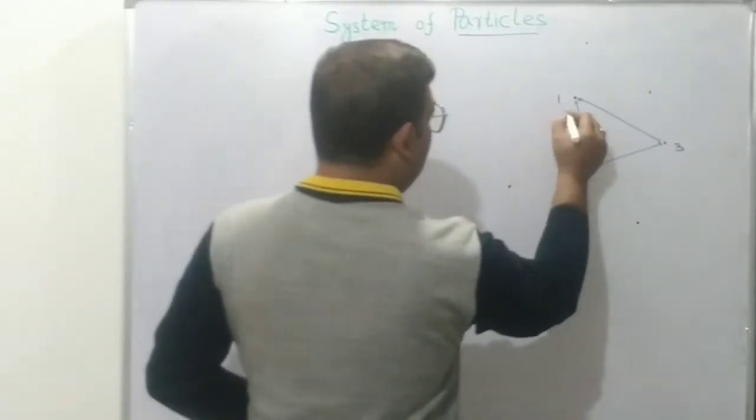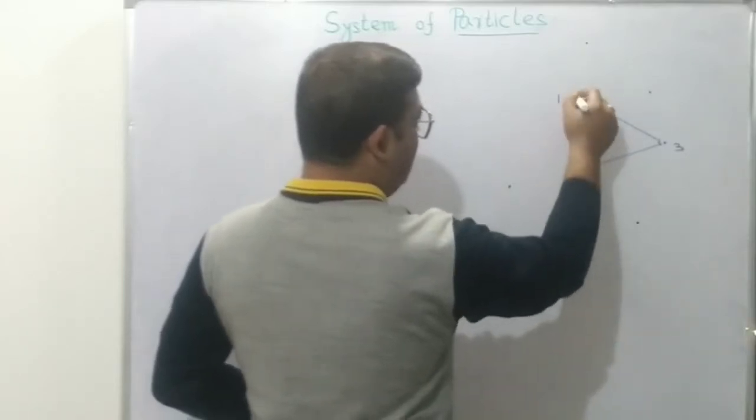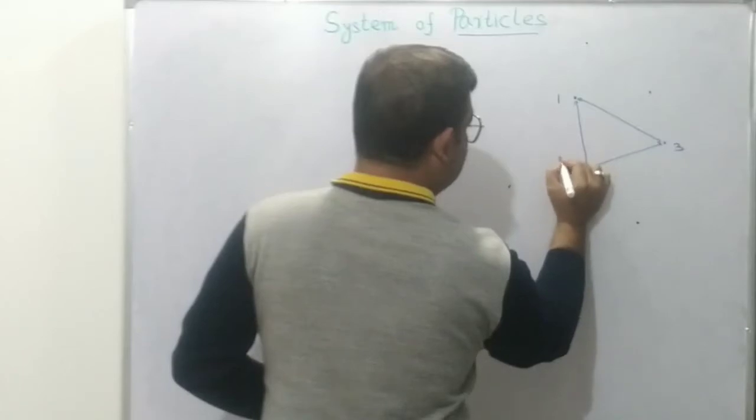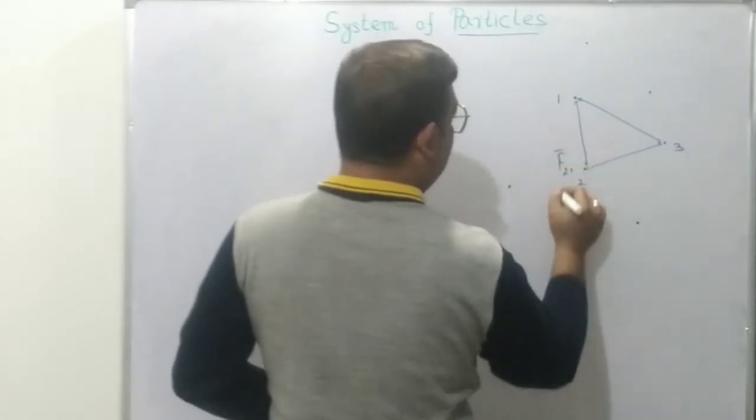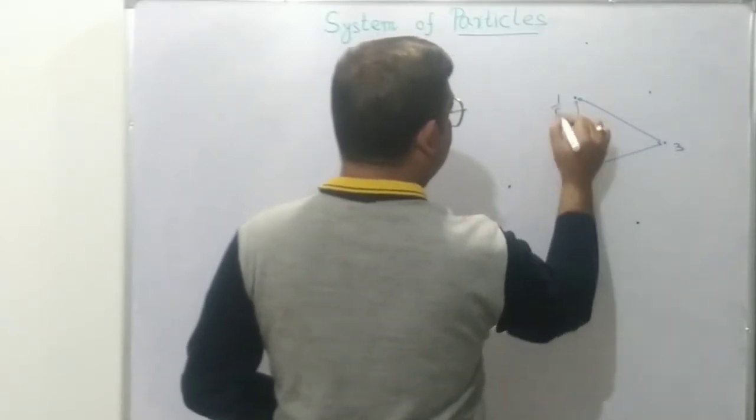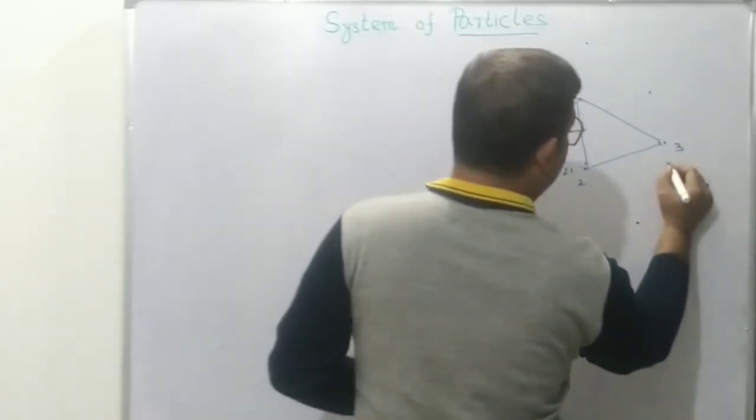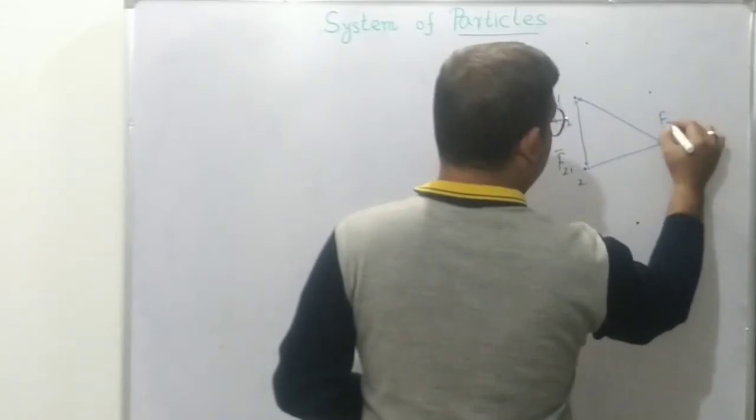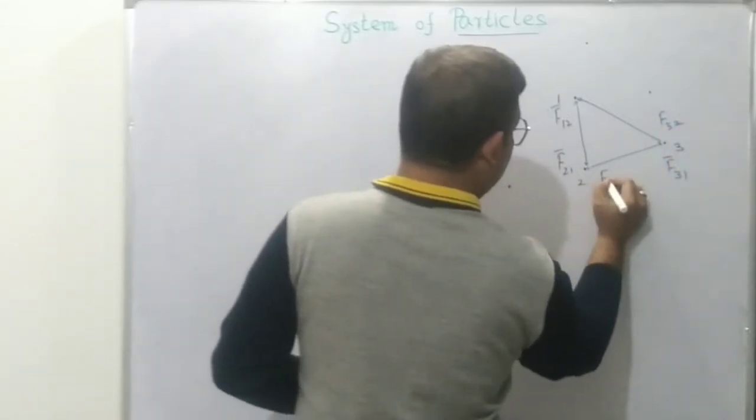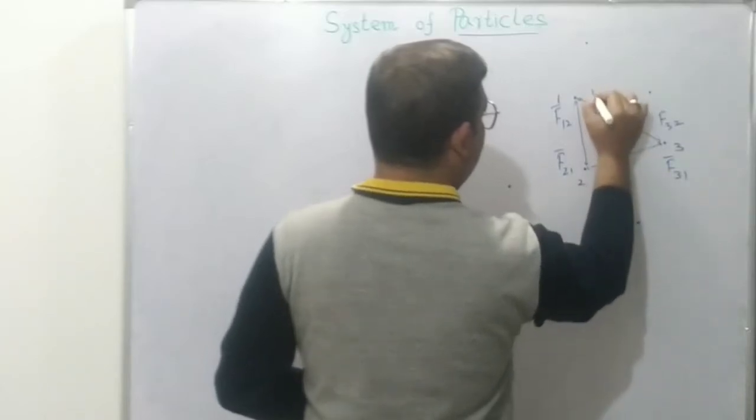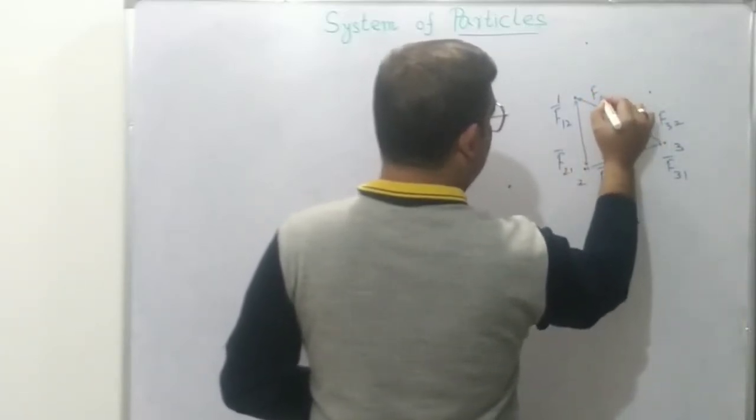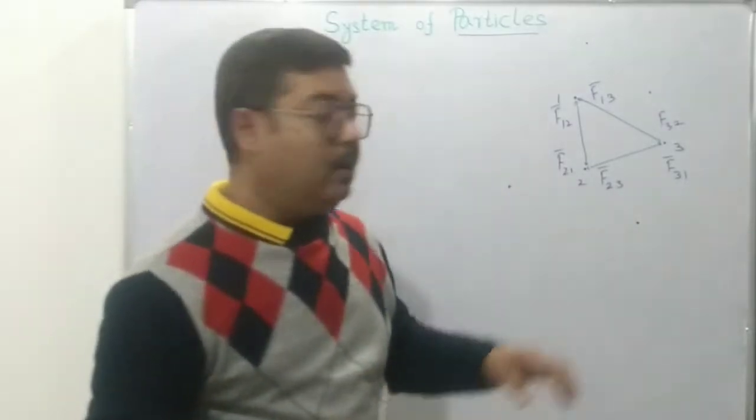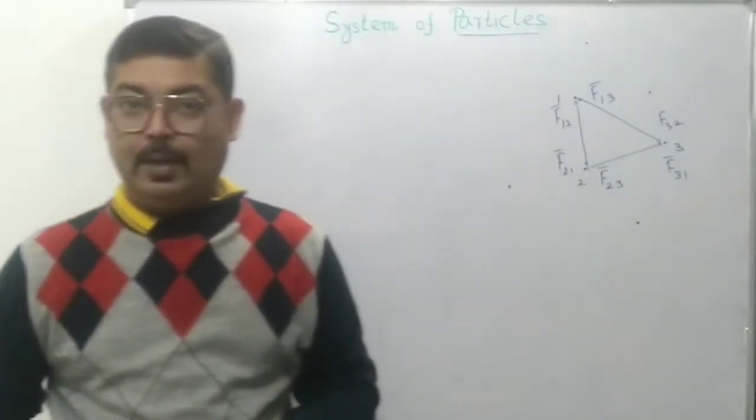So, there will be a force on 2 due to 1, say F2,1. There will be a force on 1 due to 2. There will be a force on 3 due to 1. There will be a force on 3 due to 2. There will be a force on 2 due to 3. There will be a force on, say, 1 due to 3. So, there are forces of interaction between them.